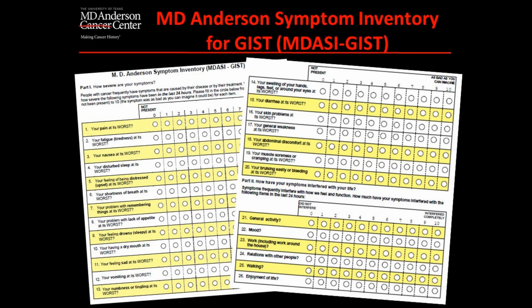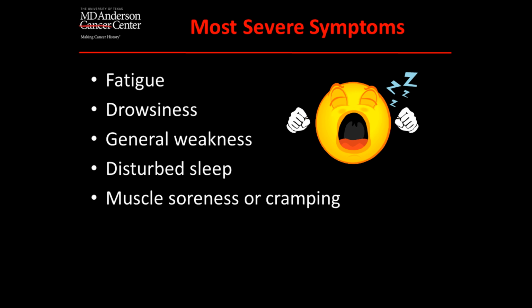And then we asked 6 additional questions as to how these symptoms had interfered with some very general activities of daily life, with mood, relations with other people, work, enjoyment of life, things like that. So that gave us quite a lot of data. And from this, we found that overall, the symptoms that patients with GIST reported as being consistently most severe were fatigue, drowsiness, general weakness, disturbed sleep, and muscle soreness or cramping. So those were the 5 that had the highest severity.